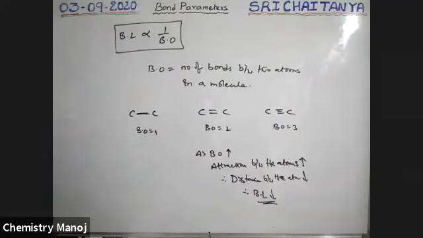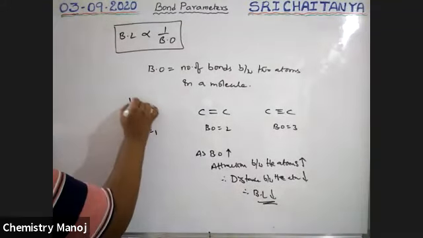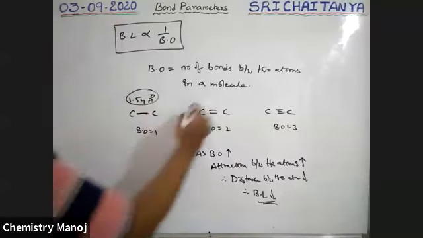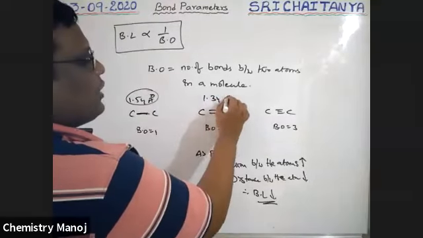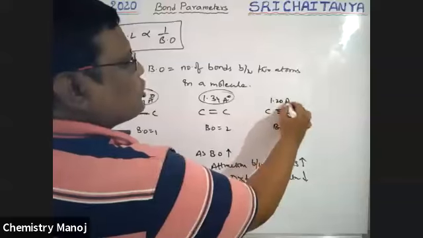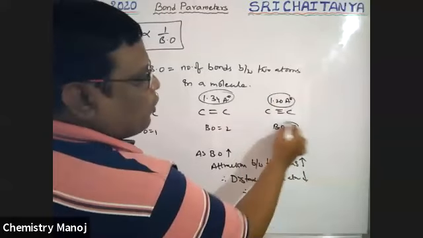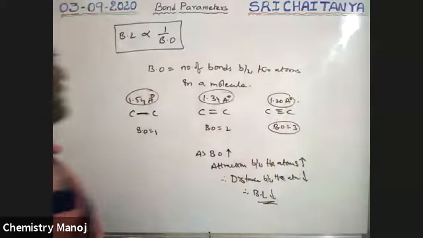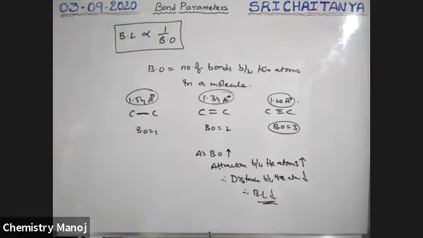Here it is 1.54 angstroms, here it is 1.34 angstroms, here it is 1.20 angstroms. That means when bond order is more, bond length is less. So this is also very, very important, boys. It is another factor.